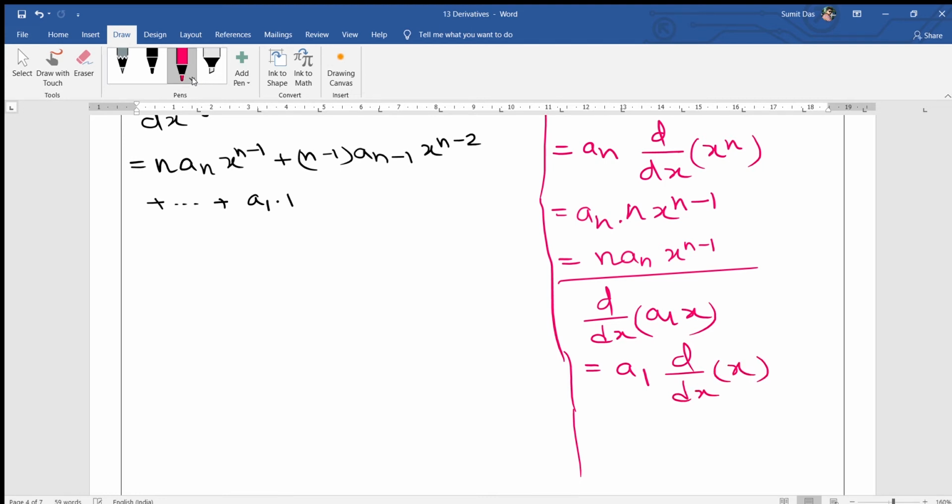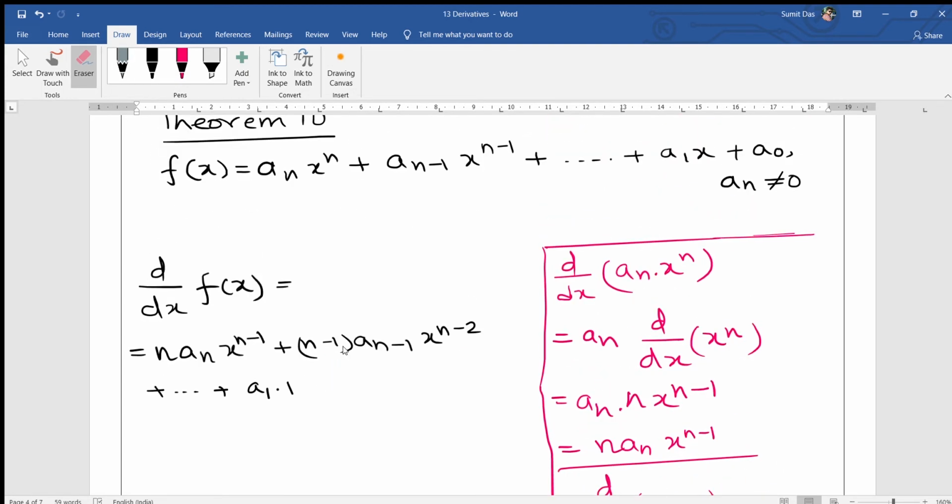What will be the d/dx of x? What is the power here? The power of x is 1, right? So if you take the derivative, the power will come in front, and the power will decrease by 1, giving 1 minus 1. So what are you getting? a_1 into x to the power 0. x to the power 0 is 1. So d/dx of x will be 1, and the derivative of this term will be a_1.